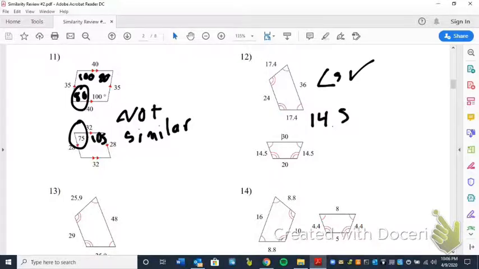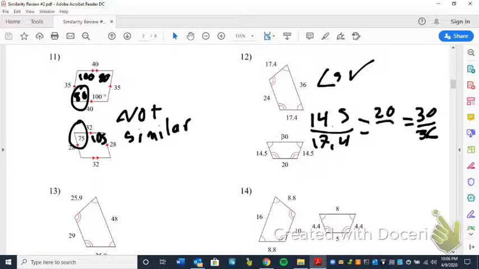We go 14.5 to 17.4 has to equal 24 to 20, which has to equal 30 to 36. It's actually 20 to 24. Make sure you keep which side is which correct. So then we're going to reduce all those. If they were all reduced to the same thing, then we have congruent angles and proportionate sides. So 20 over 24 reduces to 5 over 6. 30 over 36 reduces to 5 over 6.